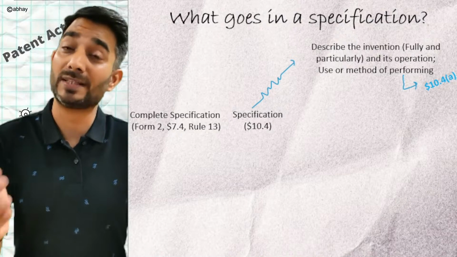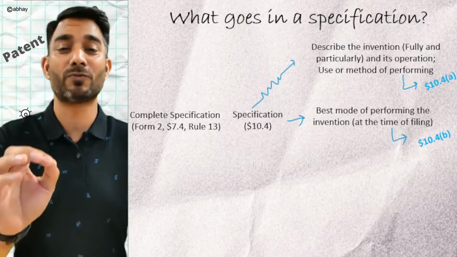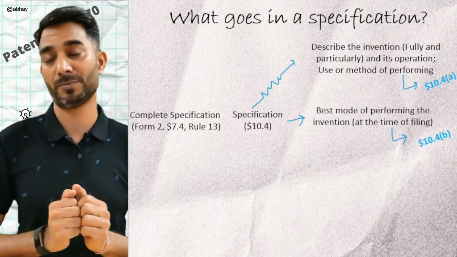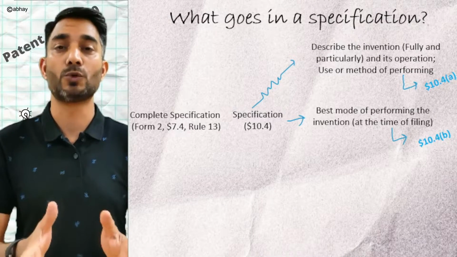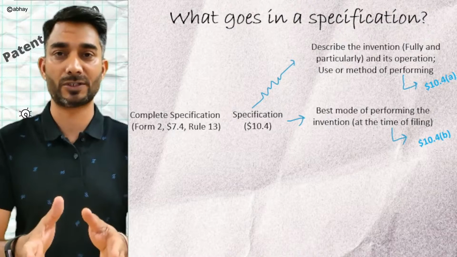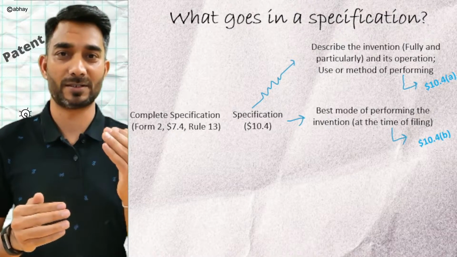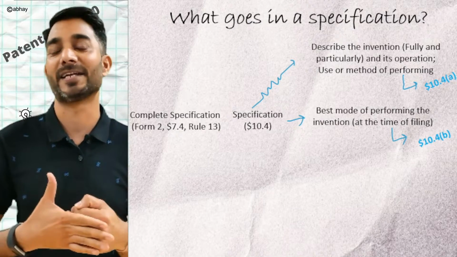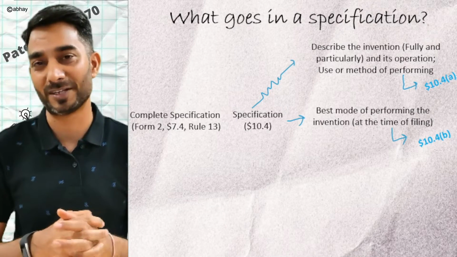While you do so, there is another requirement for you to provide the best mode of performing the invention. You should not be holding back any information with you. You need to provide how one can use the invention or make the invention or operate the invention at the best of its capability. Remember, you need to provide all the details because in exchange you are getting the rights. So if you hold back some information, the purpose is defeated.